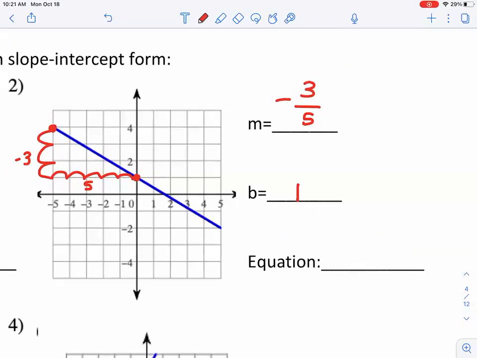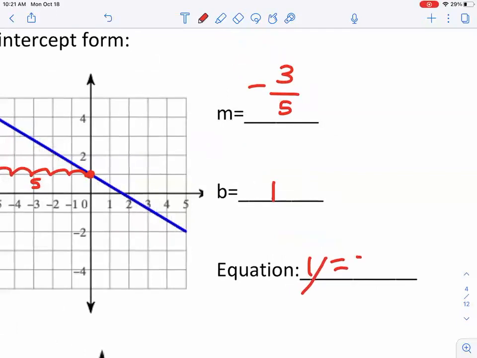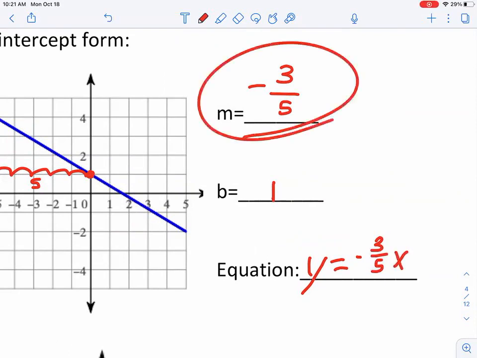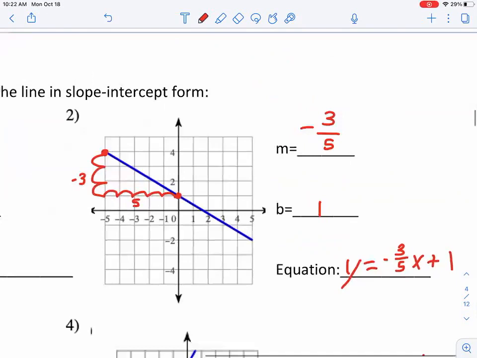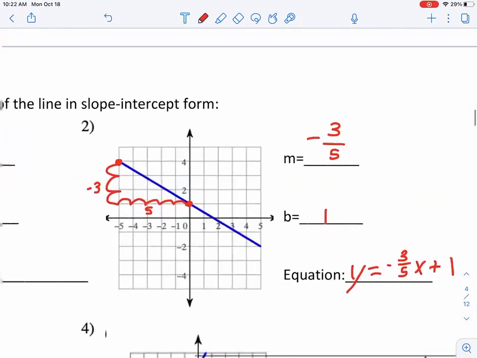Okay, so then when you write your equation, it's always y equals whatever your slope is. So it's going to be negative 3/5, then x. So it's your slope, then x, and then your y-intercept, so plus 1. So our equation is y equals negative 3/5 x plus 1.